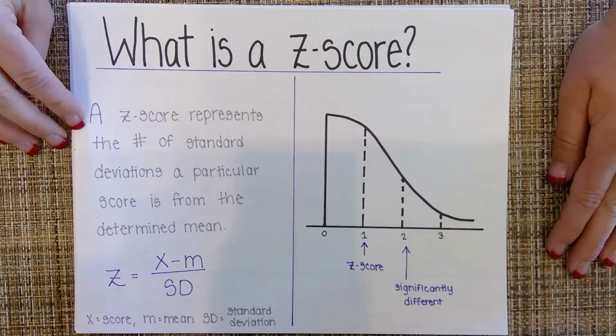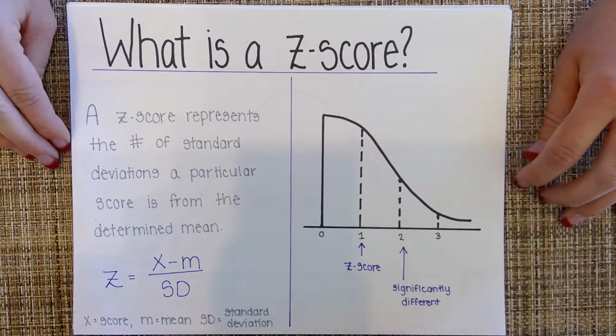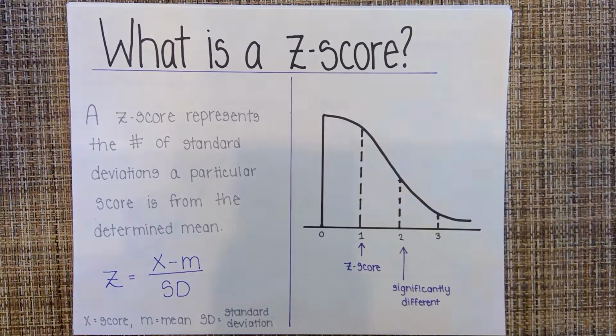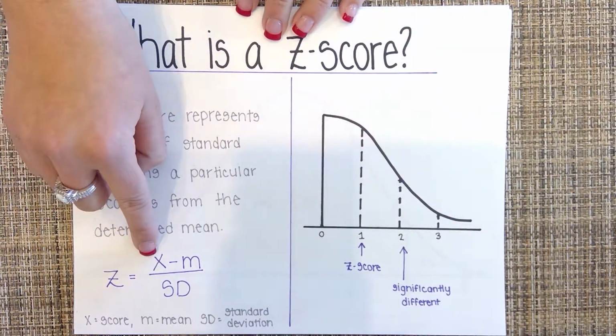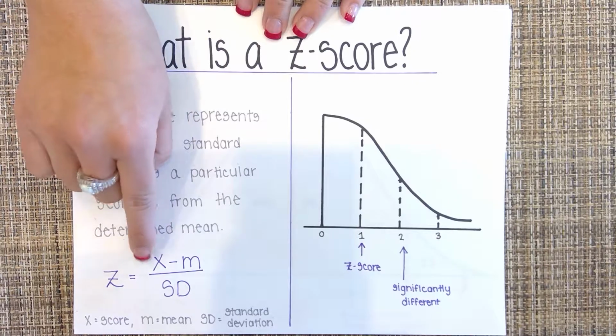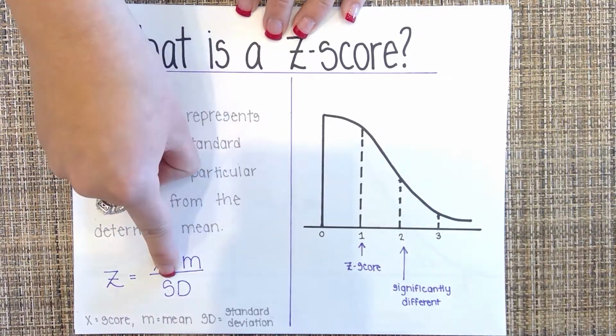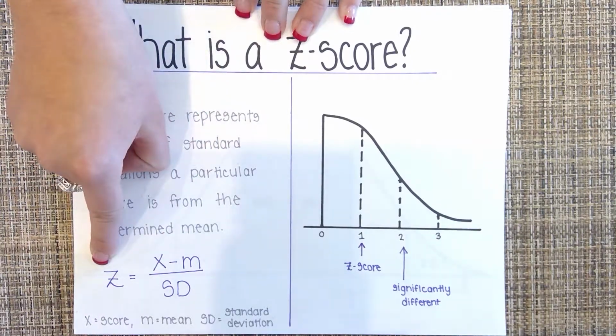A z-score represents the number of standard deviations a particular score is from the determined mean. So you have your mean here, your score here. Your score minus your mean divided by your standard deviation gives you your z-score.